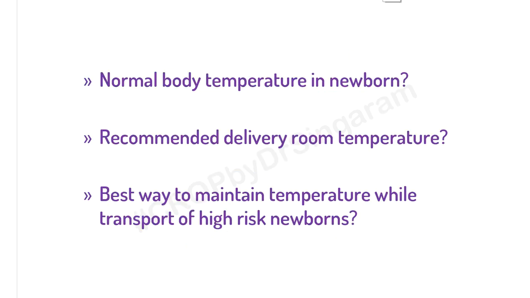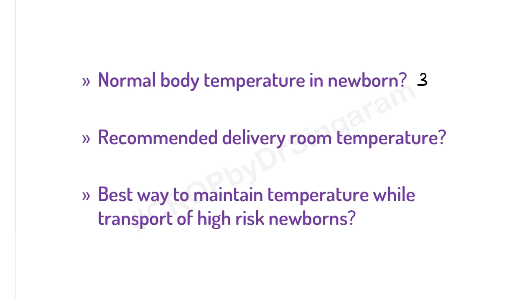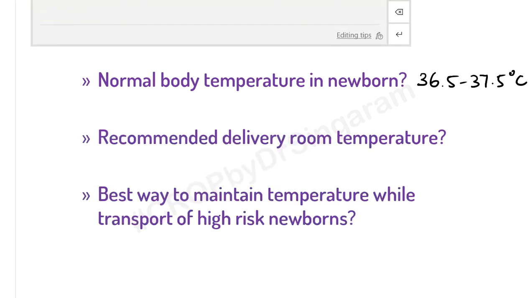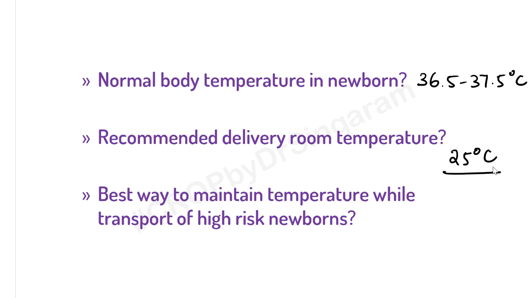Let us look at some more one-liners. What is the normal body temperature in a newborn? It is 36.5 to 37.5 degree centigrade. Please make a note of it, 36.5 to 37.5 degrees centigrade. Now, what is the recommended delivery room temperature? The books may vary, but according to our standard books, it is 25 degree centigrade. That is the recommended delivery room temperature. Don't get confused with the body temperature, which is always higher than the ambient temperature.